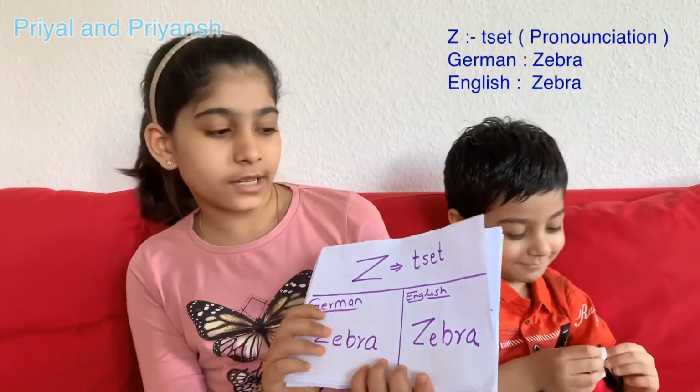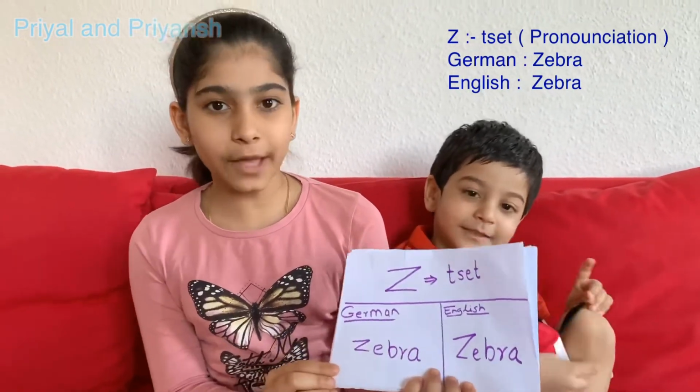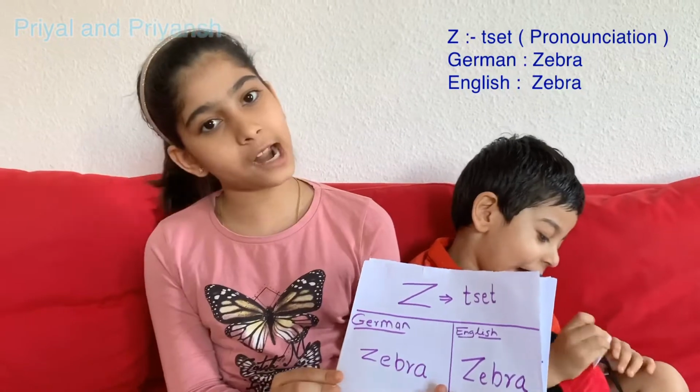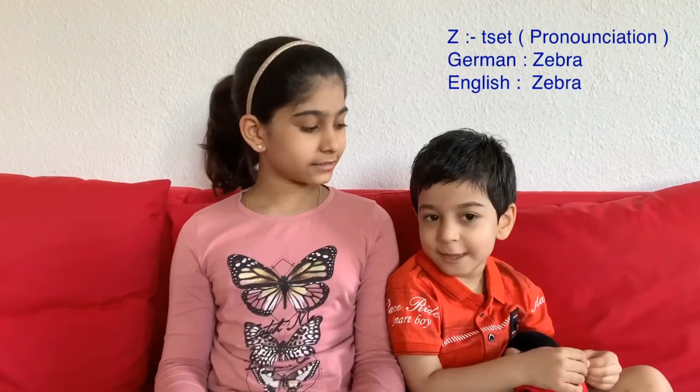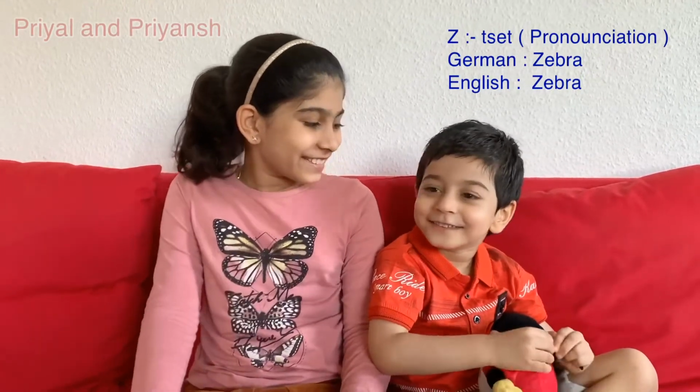The next letter we have here is the letter Z. In German, it's pronounced as Tset. And in German, it's Zebra, and in English, it's Zebra. Priyansh, can you say Tset? Set. You've got to practice. And can you say Zebra? Zebra. Okay, it's fine if you can't say it yet.